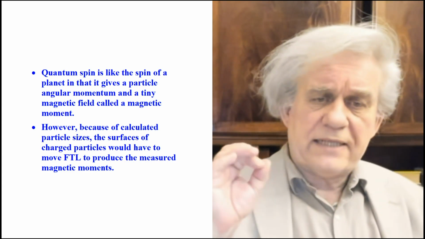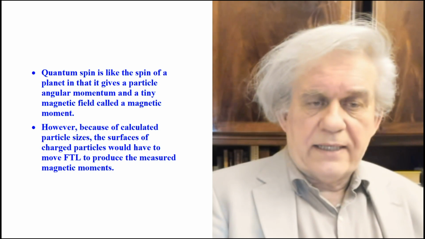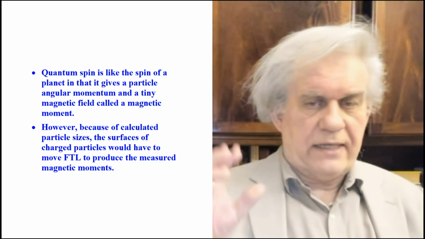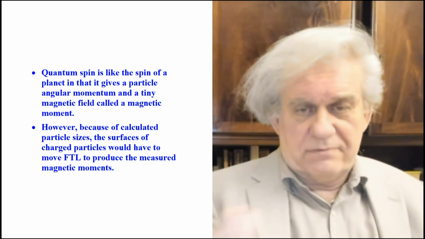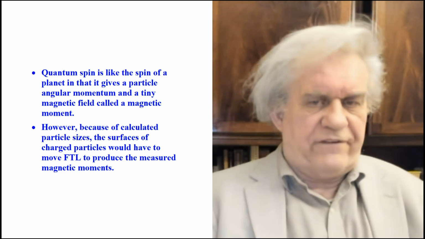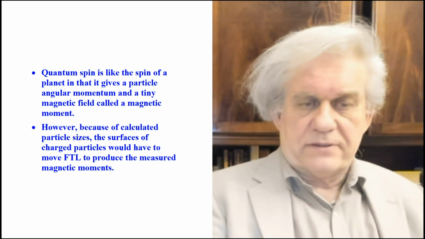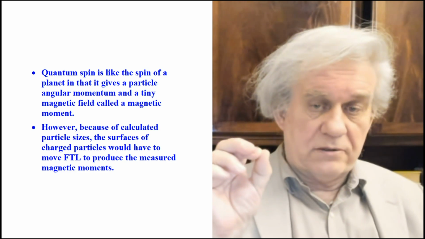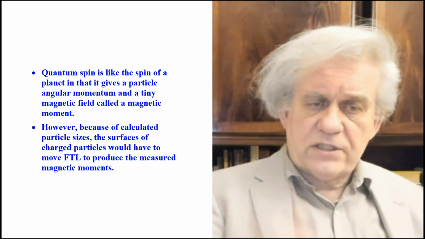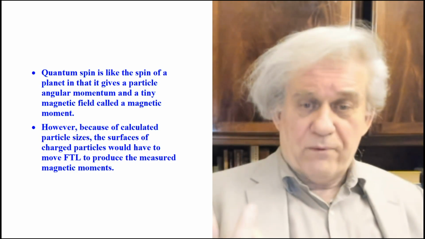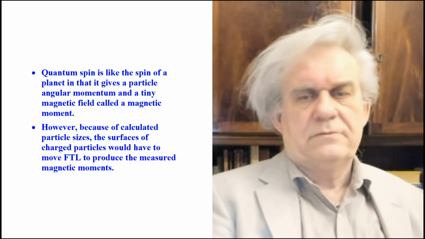Well, quantum spin is like the spin of a planet, in that it gives a particle angular momentum and a tiny magnetic field called a magnetic moment. So we have this little magnet, because that's what they think an electron is, a little magnet, whatever a magnet is, because they don't even know what a magnet is. It's got this magnetic field around itself, this halo. However, because of calculated particle sizes, you look at what the diameter or the radius of one of these particles is. Once they calculate it, the surfaces of these charged particles would have to move faster than light, if it were spinning, to produce the measured magnetic moments.